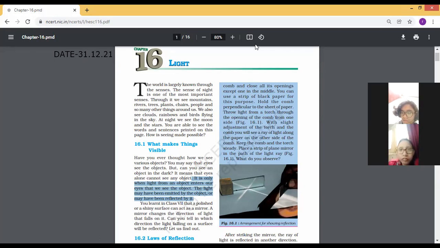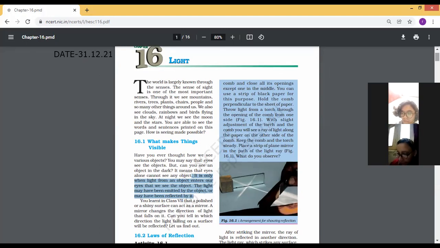Now children, let's first study the laws of reflection. In activity 16.1, what has been taken here? A piece of a mirror has been taken, and a laser light is thrown on the mirror. What happens? We can see such a path. When the light falls on the mirror, it comes back.